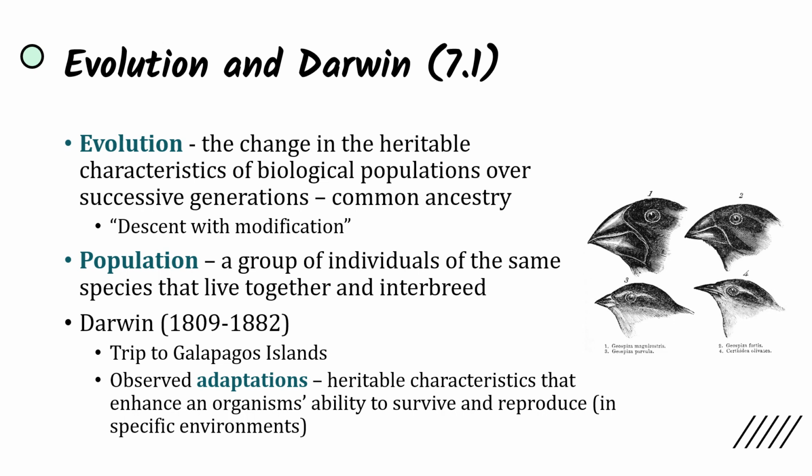And evolution is the change in the heritable characteristics of biological populations over successive generations. In other words, this is the change in inherited traits over time across generations within a population, descent with modification. So you're passing on your traits to the future generation, but over time, the traits that make up the population are going to be changing.